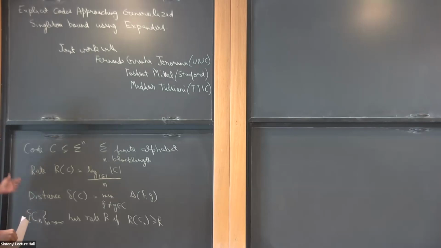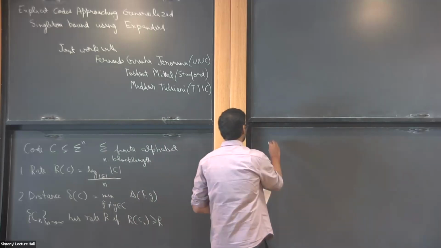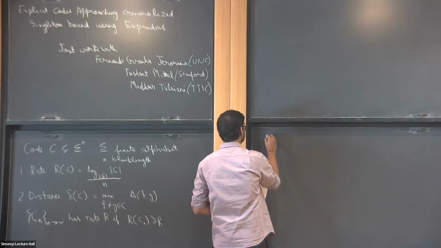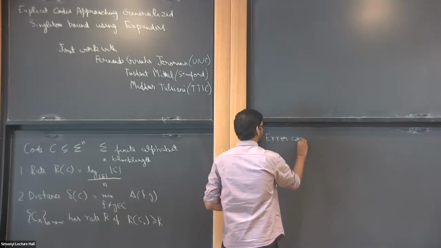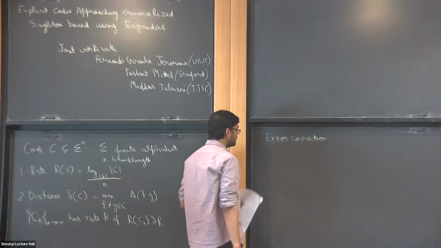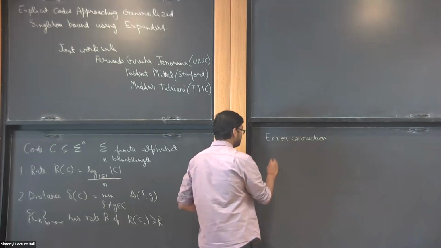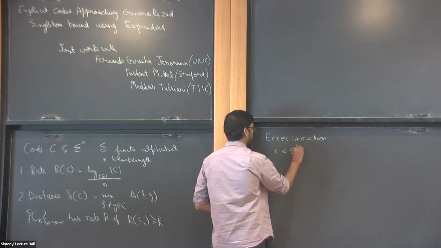Okay. So why are these two important parameters, rate and distance? Well, the typical use for codes has been for error correction. And let's see how these two parameters come in while doing error correction. So let's say I want to communicate a k-length string x over the alphabet sigma.